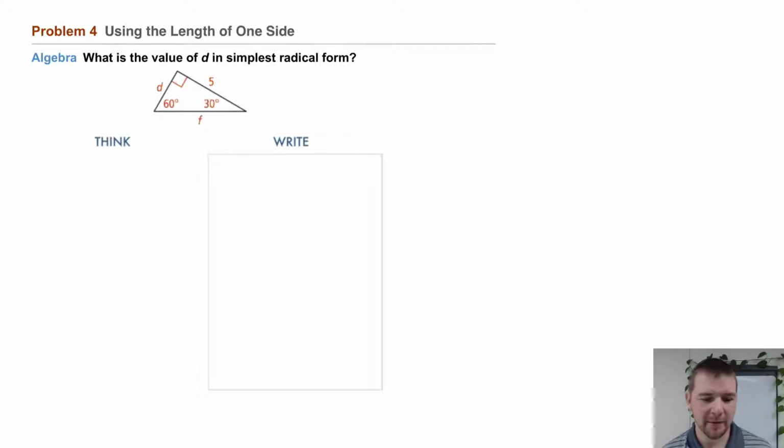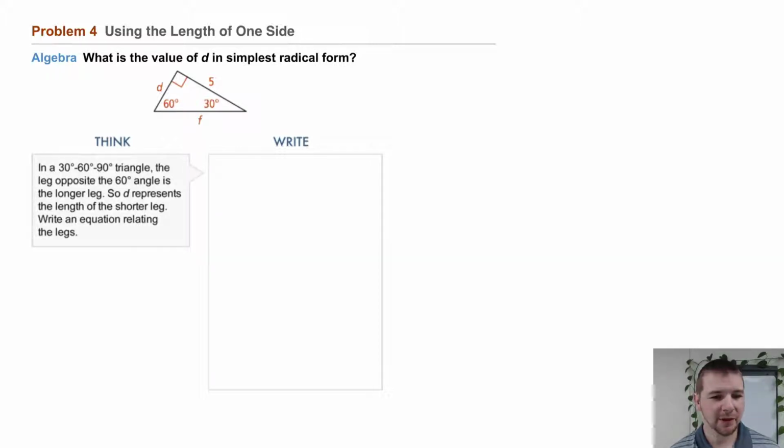So consider the diagram and the information shown. We have a 30-60-90 triangle. We have a shorter leg length d, that's unknown. We have a hypotenuse length f, also unknown. And we have the longer leg length 5. So what we might think: in a 30-60-90 triangle, the leg opposite the 60-degree angle is the longer leg. So d represents the length of the shorter leg.